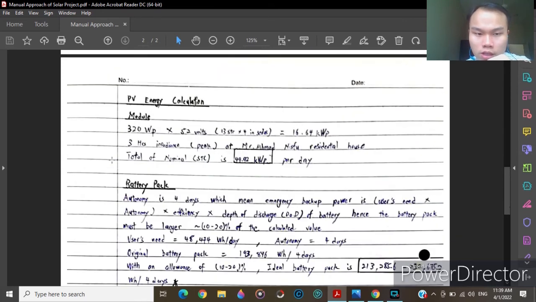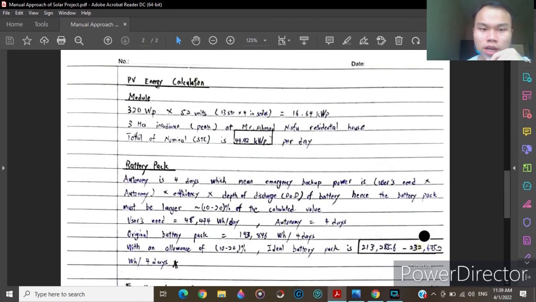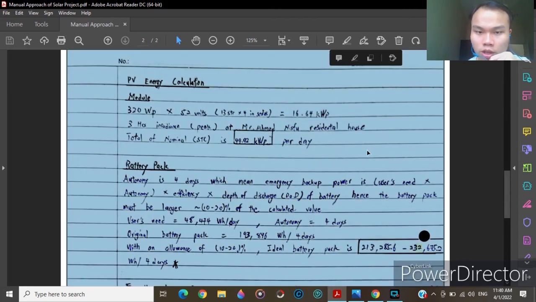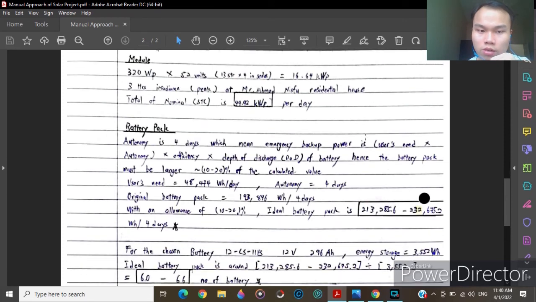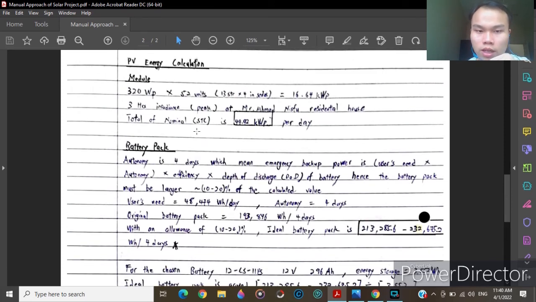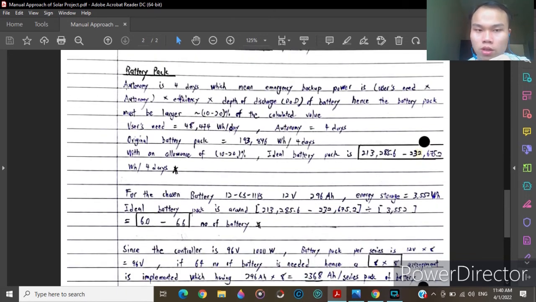For the calculations that I'm going to show you, I'm using a 320 watt solar panel with 52 units. So I'm going to have this power generation of 16.64 kilowatts. I'm going to set 3 hours of peak irradiance at Mr. Nasu's residential house. This is based on assumption, and it will be 49.92 kilowatt hour per day based on the 3 hours of irradiance.